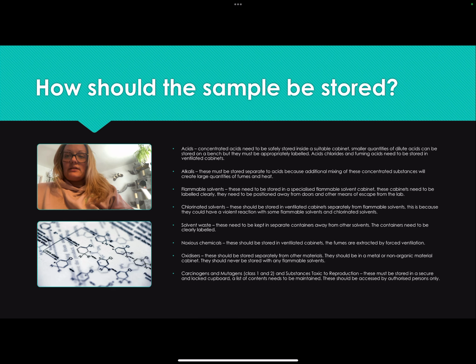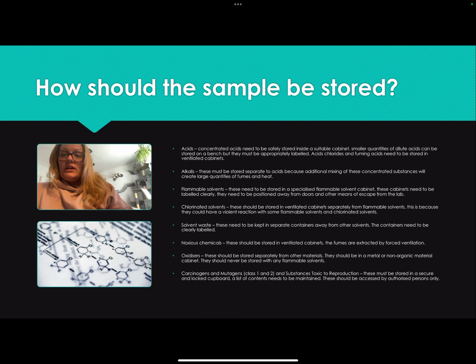Chlorinated solvents. These should be stored in ventilated cabinets separately from flammable solvents. This is because they could have a violent reaction with some of the flammable solvents. Solvent waste. These need to be kept in separate containers away from other solvents. The containers need to be clearly labelled. Noxious chemicals. These should be stored in ventilated cabinets. The fumes are extracted by forced ventilation.